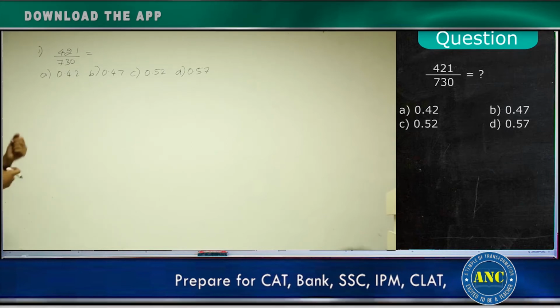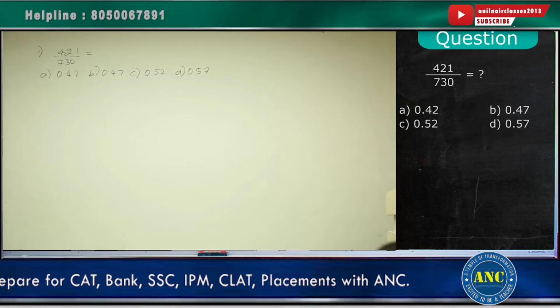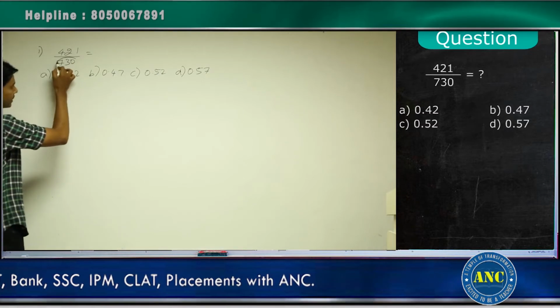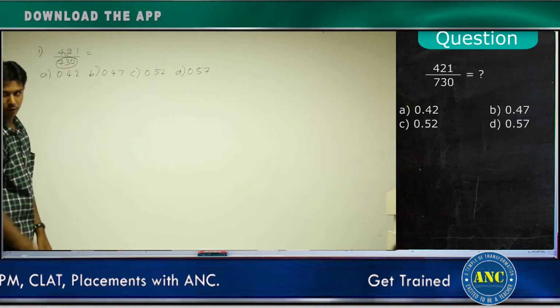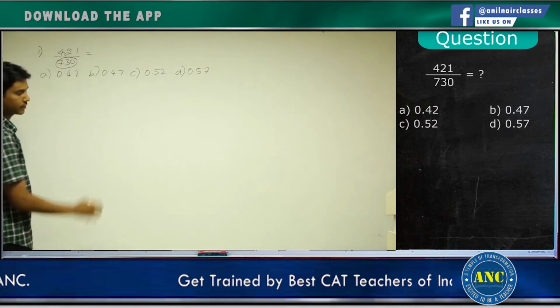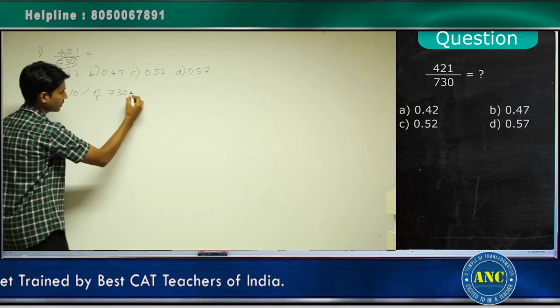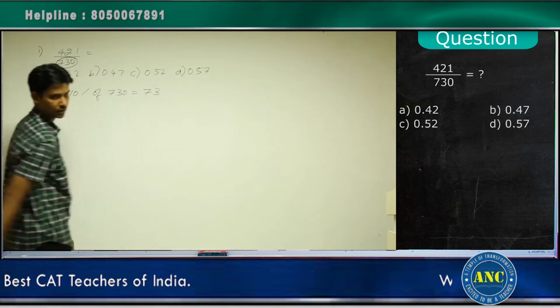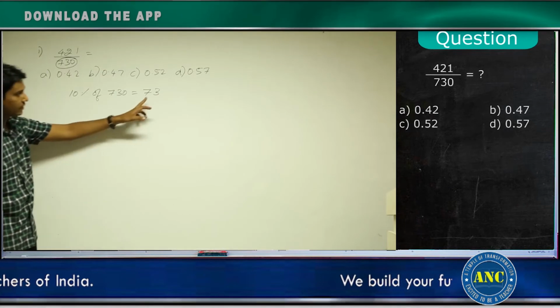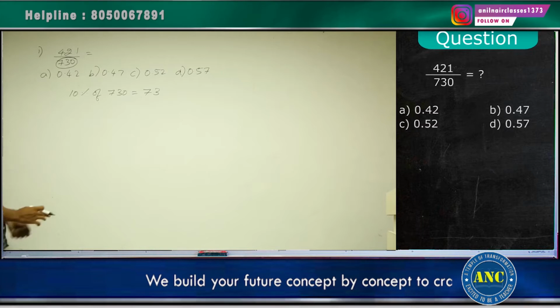Okay, see here. Listen to this. 421 by 730. Always take the denominator as 100%. That means 100% I am taking as 730. What will be 10% of 730? It will be 73. You got 73 now, but you should actually get 421.